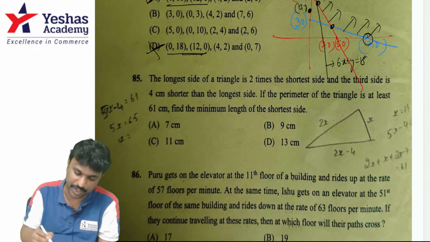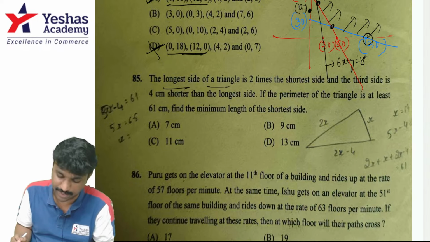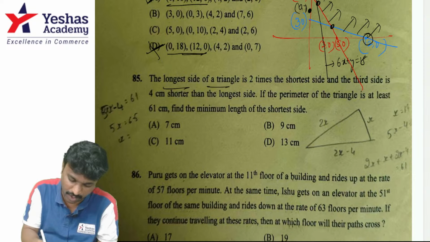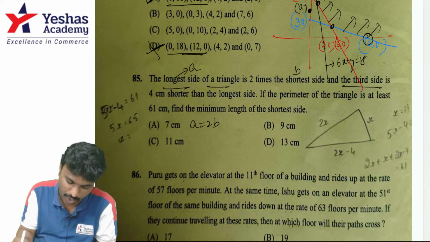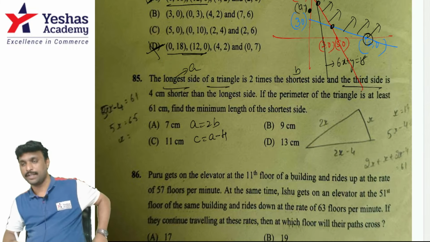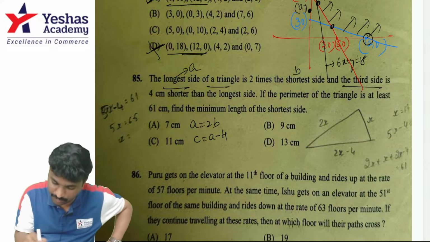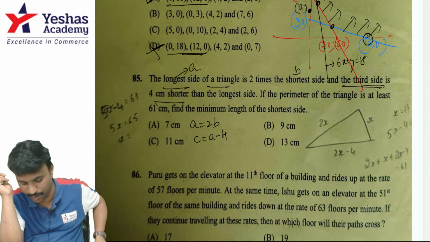Moving on to the next question. Guys, a similar question we solved yesterday. The longest side is 2 times the shortest side. I'll take the longest side as A and the shortest side as B. So A is equal to 2B. And the third side is 4 centimeters shorter than the longest side. So the third side C is A minus 4.